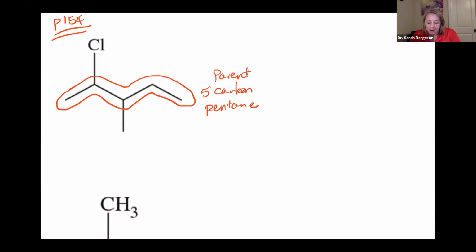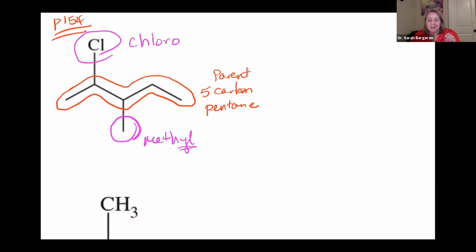And then we're going to identify our substituents. So if we look at our substituents, we have 2 substituents here. So remember, if it's a halogen, so instead of saying chlorine, we say chloro, C-H-L-O-R-O, chloro. Okay, and then we also have a methyl group, right? Methane, and then you change it to the YL.